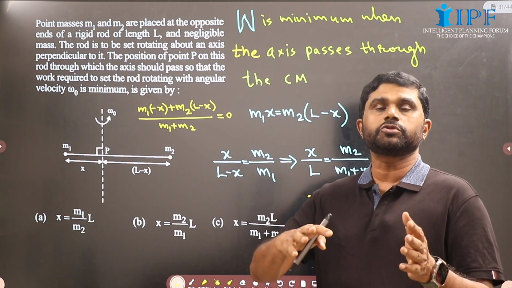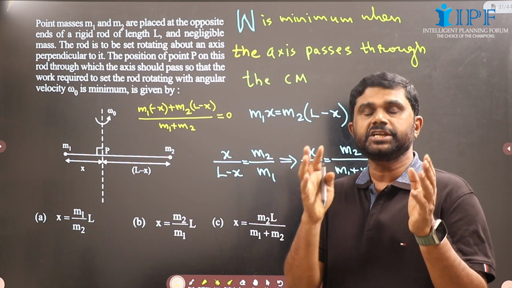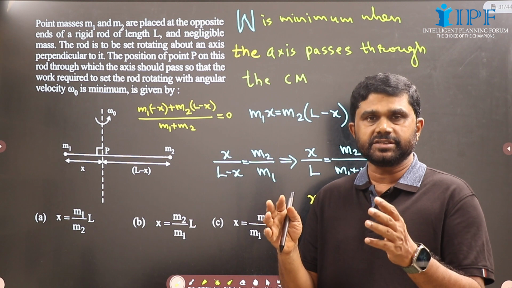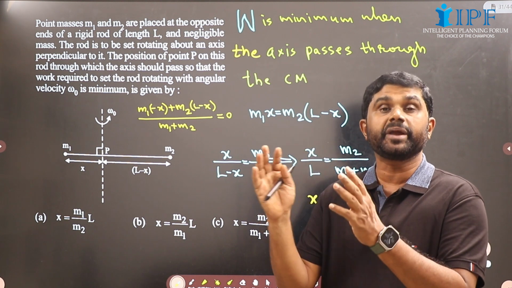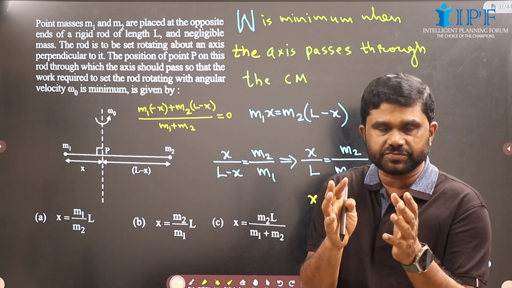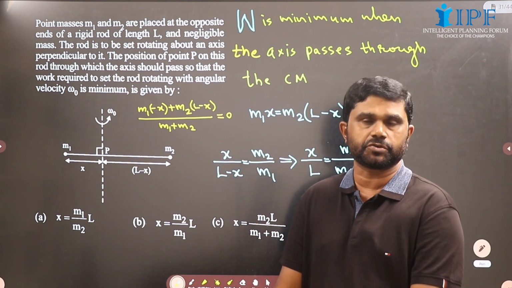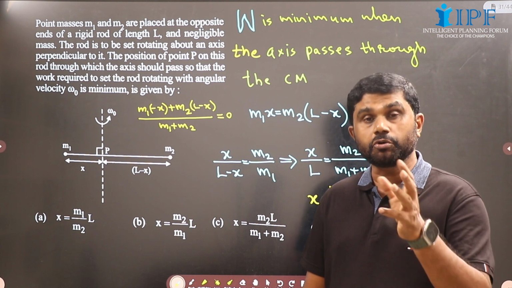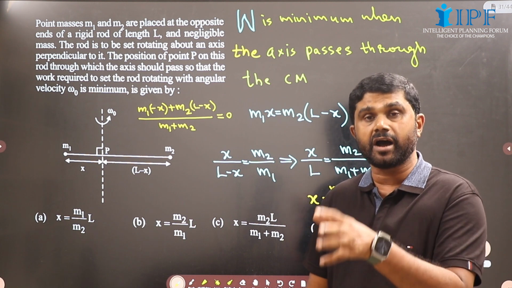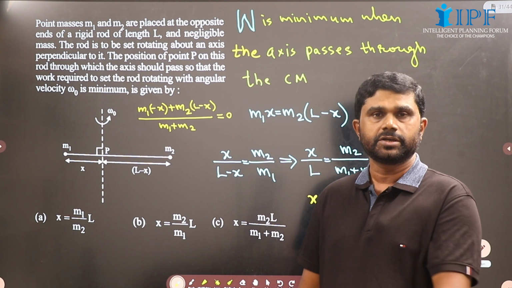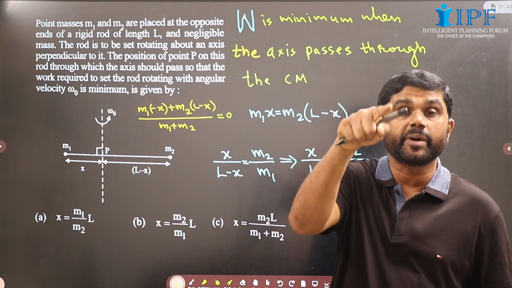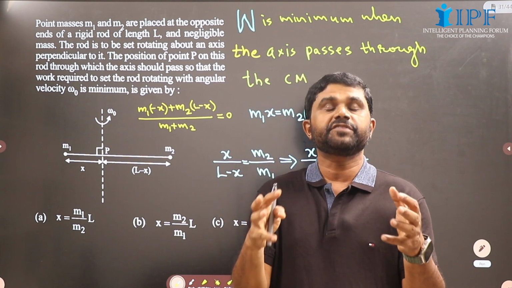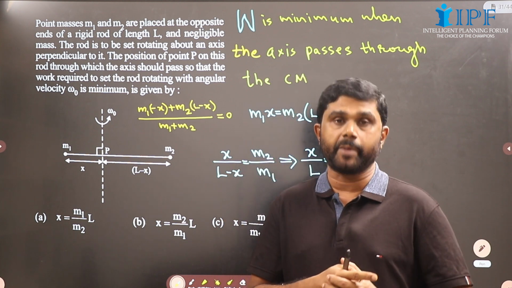See, work done equals change in kinetic energy. Initially the rod is at rest, so its kinetic energy is 0. And finally, the kinetic energy is half I omega 0 square, in which half is fixed and omega 0 square is also fixed. So the change in kinetic energy, that is equal to work done, equals half I omega 0 square. So work done will be minimum when the moment of inertia is minimum. See, the moment of inertia is minimum if the axis passes through the center of mass.